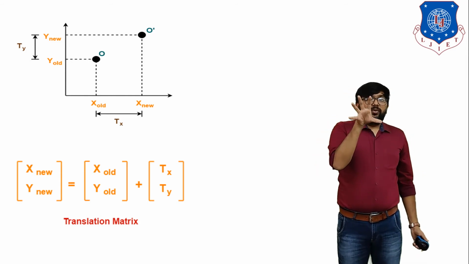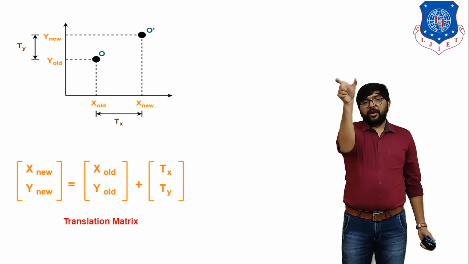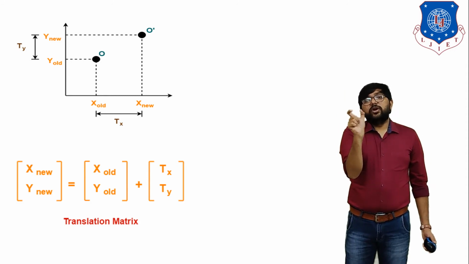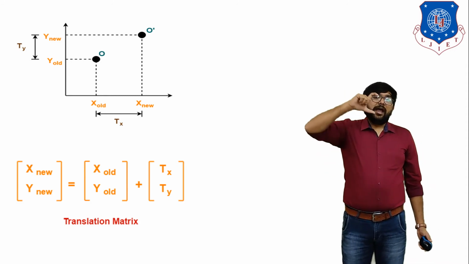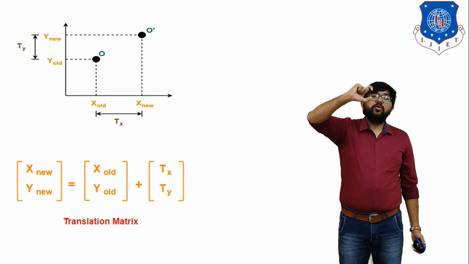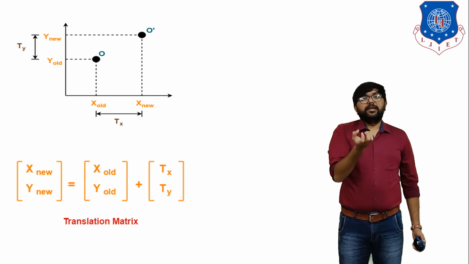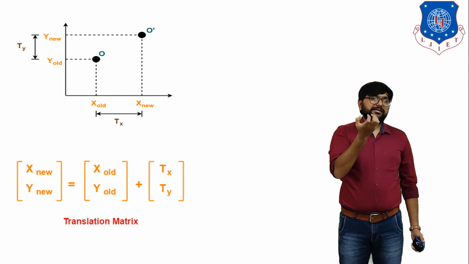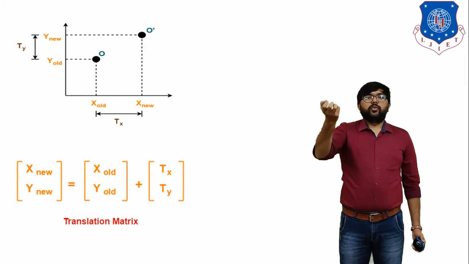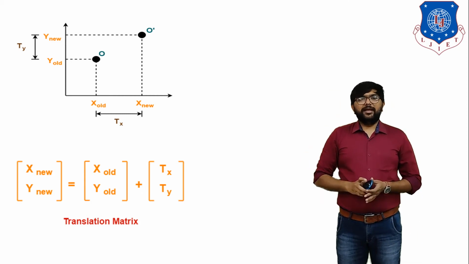Clear? From the figure you can understand the value of x new. For x new you have to consider the x axis, so it is the summation of x old plus tx. Clear? And what is the value of y new? It is the summation of y old plus ty. Clear? So from the figure we generate one equation in matrix form: [x new, y new] is equal to [x old, y old] plus [tx, ty]. That is the coordinates of the new point, O dash point.